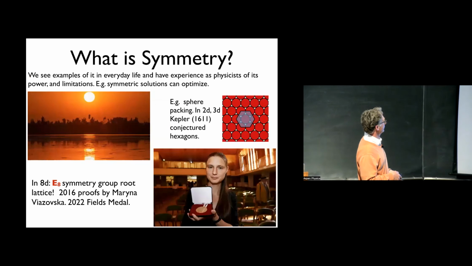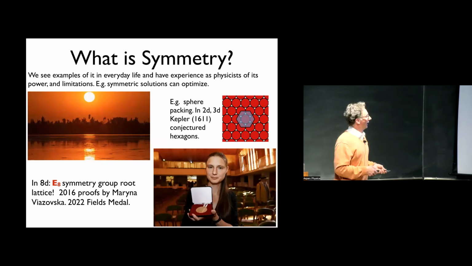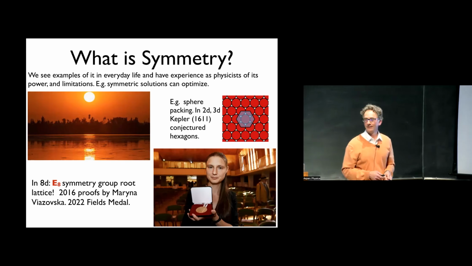Okay, so what is symmetry? Well, we see examples of symmetry in everyday life, like this big ball which is here. And we have experienced as physicists its power and limitations. For example, symmetric solutions can optimize things. One example is sphere packing. In the case of 2 dimensions and 3 dimensions, this was actually considered by Kepler in the 1600s, who conjectured that it's optimized by hexagons.